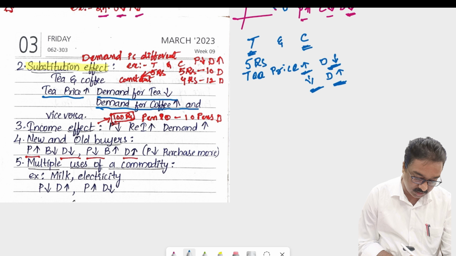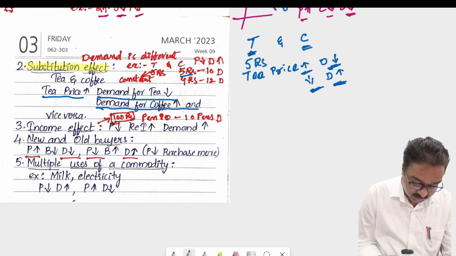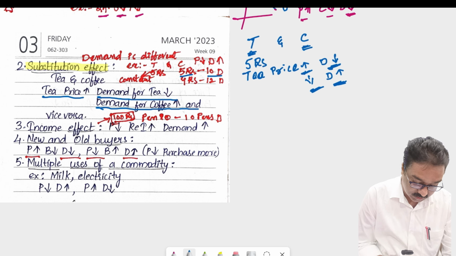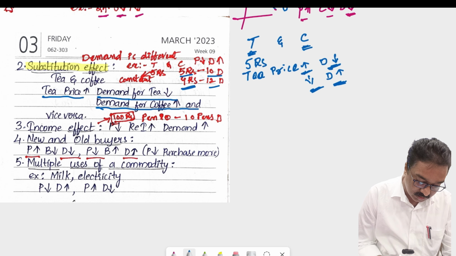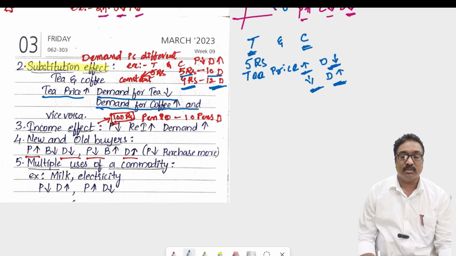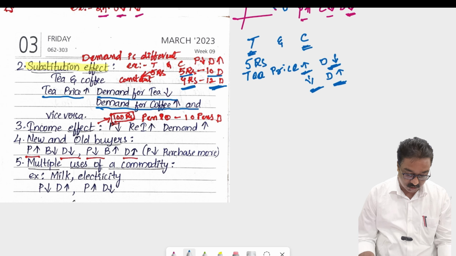Okay, substitution effect. So listen here, for example, coffee price is 5 rupees. How much demand is there? 10 cups of coffee demand. When the coffee price decreases from 6 rupees to 5 rupees, the coffee demand also increases from 10 to 12. So it means there is a negative relationship. So that's why the demand curve goes from left to right, downwards.